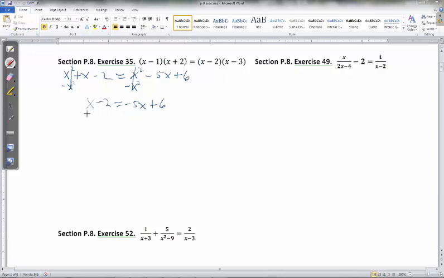So this time I think I will solve for x on the right. So I will move my x to the right, and I'll move my 6 to the left. That'll leave me with negative 6x equals negative 8. Divide out that negative 6, and I will get 4 over 3 equals x.